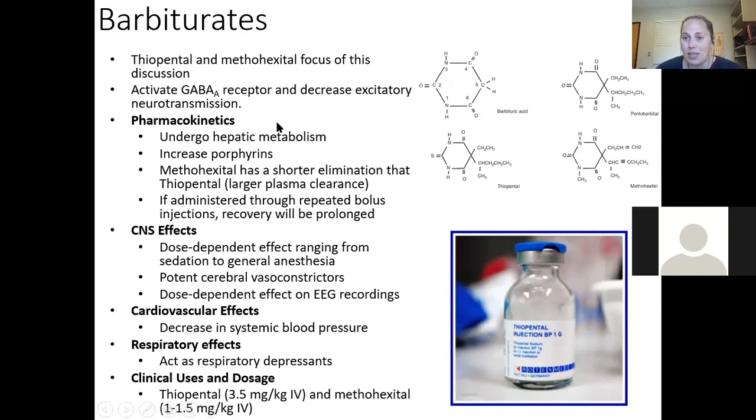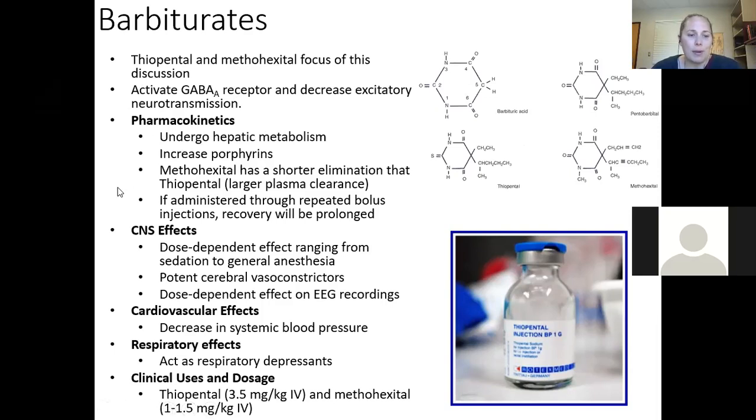Barbiturates are going to activate those GABA A receptors. You're going to see that this is a very common site of action for the general anesthetics. Again, when you have a general anesthetic, there are these 5 characteristics. Wink, wink, nudge, nudge, maybe know the 5 characteristics that an anesthetic is supposed to be achieving. Maybe check out that slide. It's in the previous lectures.